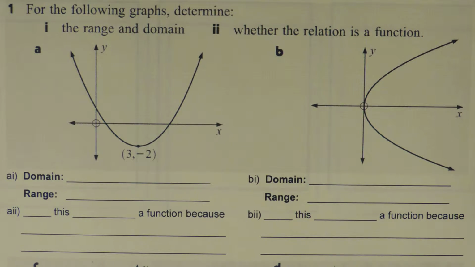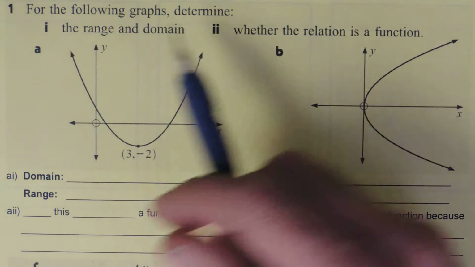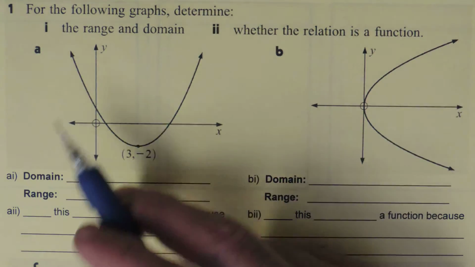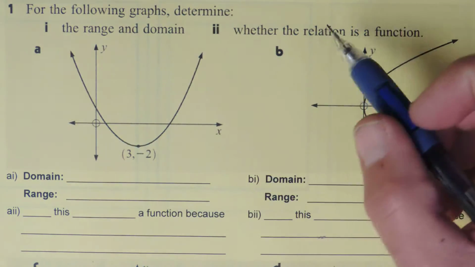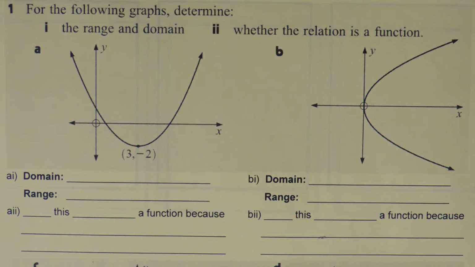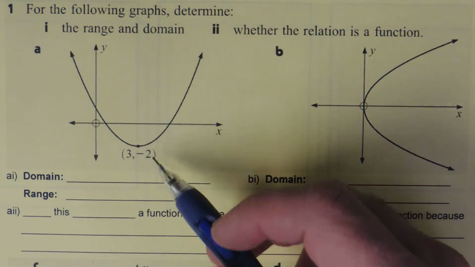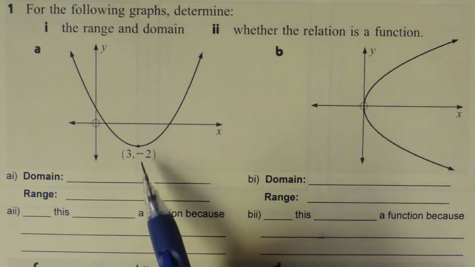Functions and equations. Question number 1, for the following graphs determine the range and domain and whether the relationship is a function. So for question 1a, domain is all the possible x values.